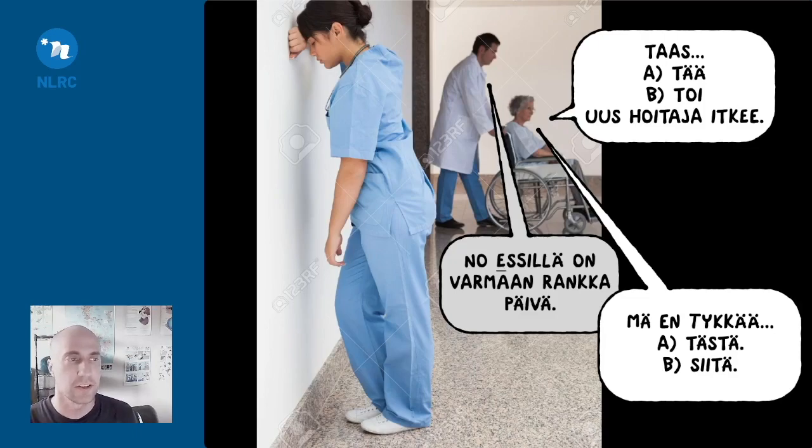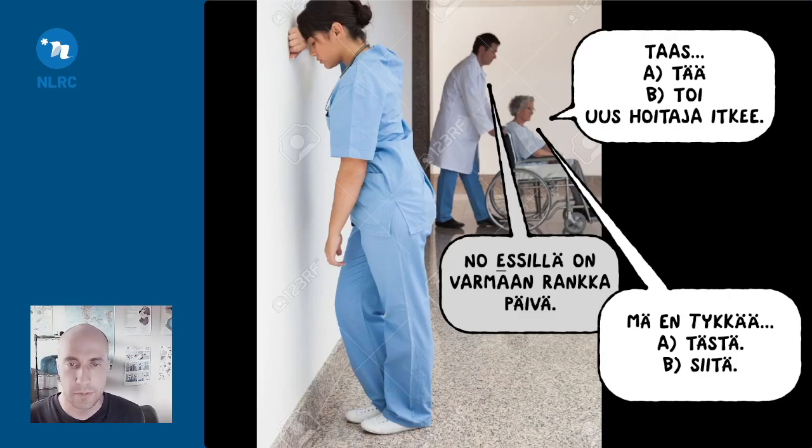What are the best answers here? I would say B for the first bubble, and then A or B both work for the latter bubble, depending on how you interpret it. So, taas toi uusi hoitaja itkee. Yet again, that new nurse is crying. So maybe they pass by her. She has not been mentioned or brought up before and is an entirely new topic or information for the conversation, and it's not associated with the speaker in the wheelchair anyway, so toi would make the most sense.